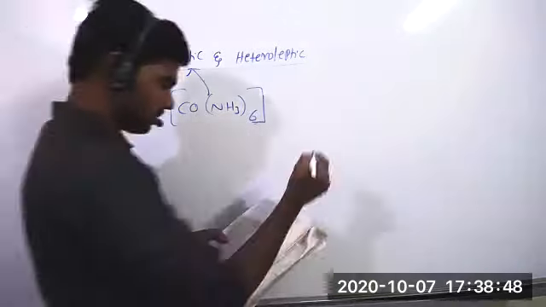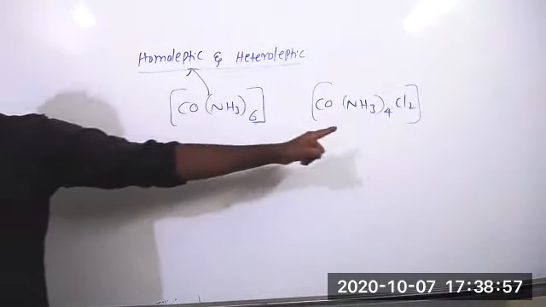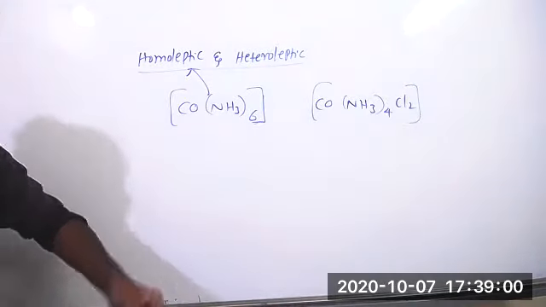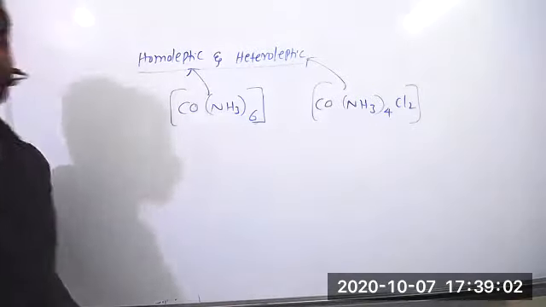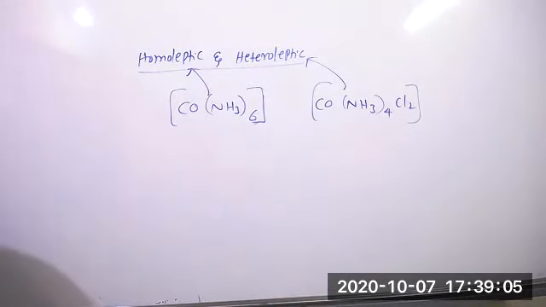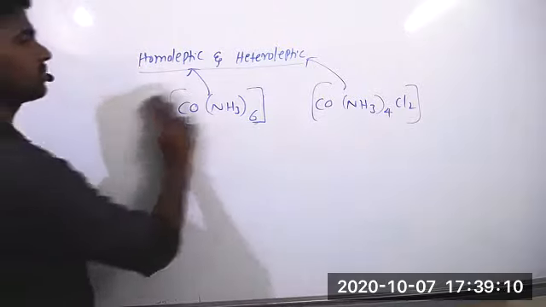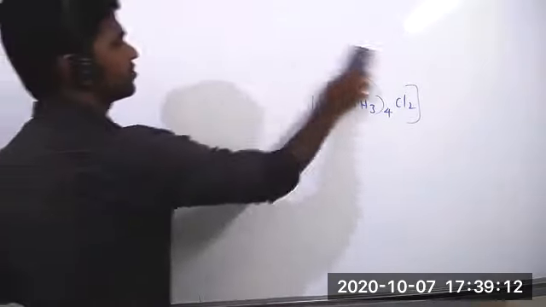Another example, Co(NH3)4Cl2. But here two types of ligands are there. Ammonia also and chlorine also. So this comes under heteroleptic complex. That's all. Now we'll see how to calculate oxidation number. These are very important. Before going to calculation of oxidation number, you should know ligands and ligand charges. Write some ligands and their names, charges also.